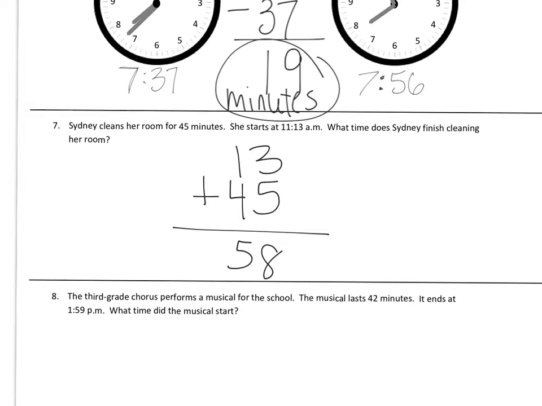So I'm not going to say 58 minutes because I have to turn it into a time. What time does Sydney finish cleaning her room? If she started at 11:13, it's now 11:58 because these were my minutes that I added. And maybe it would help if I labeled those. Okay, so I added my minutes together, so I'm just going to add my hour in front. So she finished cleaning her room at 11:58.